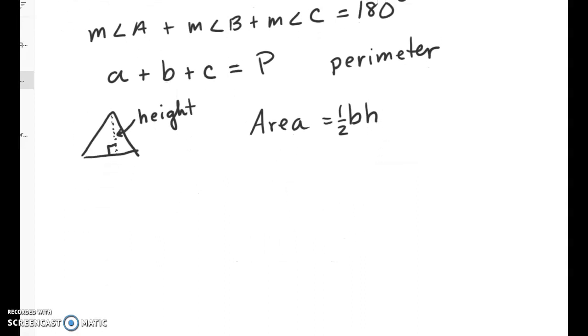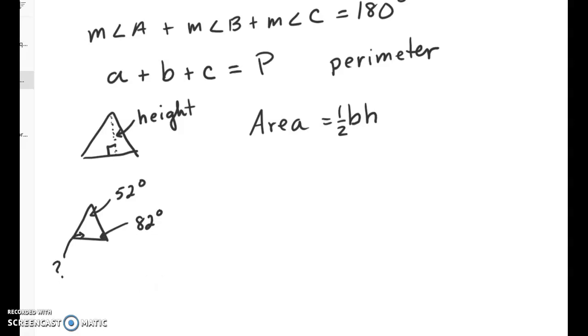Now let's say you have a triangle, and you know two of the angles are 52 degrees and 82 degrees. Well, then you could find the other angle. So the question is, what does that angle measure to be? Well, let's call it X. Then we know that X plus 52 plus 82 has to equal 180 because the three angles in a triangle add up to 180. We can solve that now.